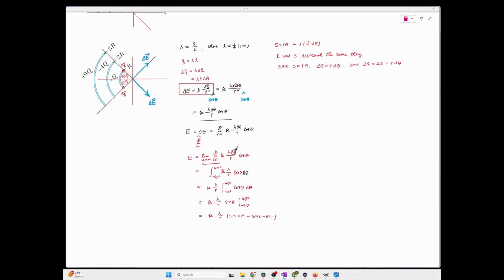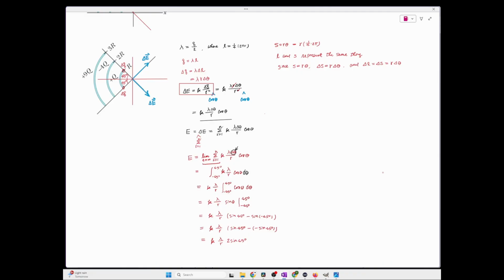Since the sine function is an odd function, the sine of negative 45 degrees is equal to the negative of sine 45 degrees. And we will arrive at the final expression. That is the electric field created by an arc at the center of the arc. And of course, we have a total of 3 of them. It is now ready to plug in the numbers for each case.